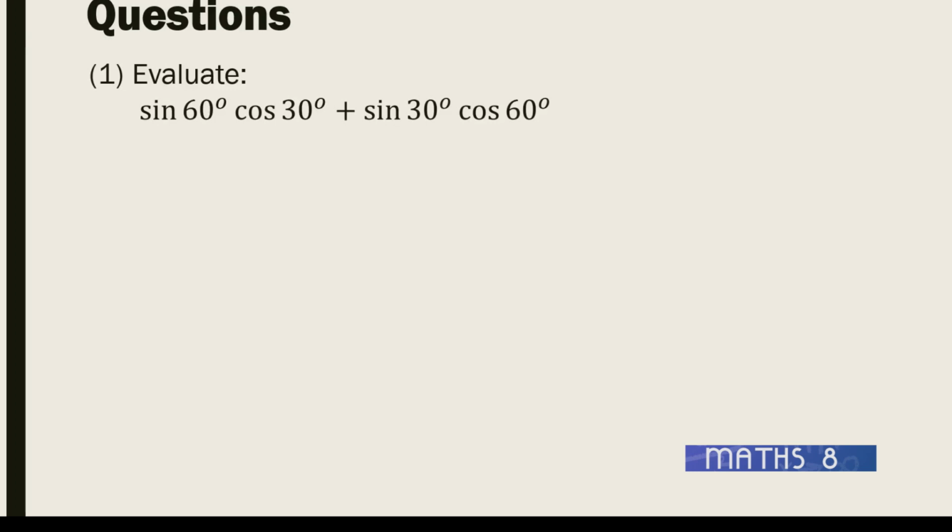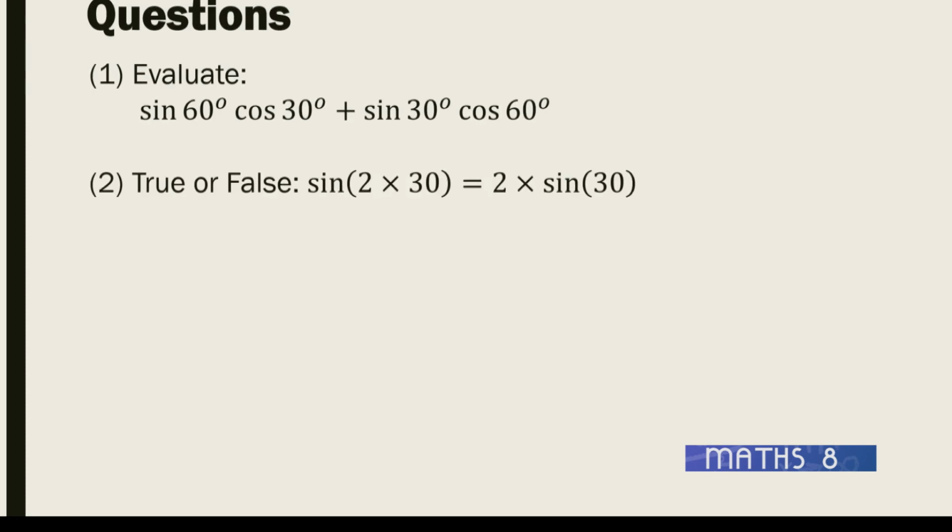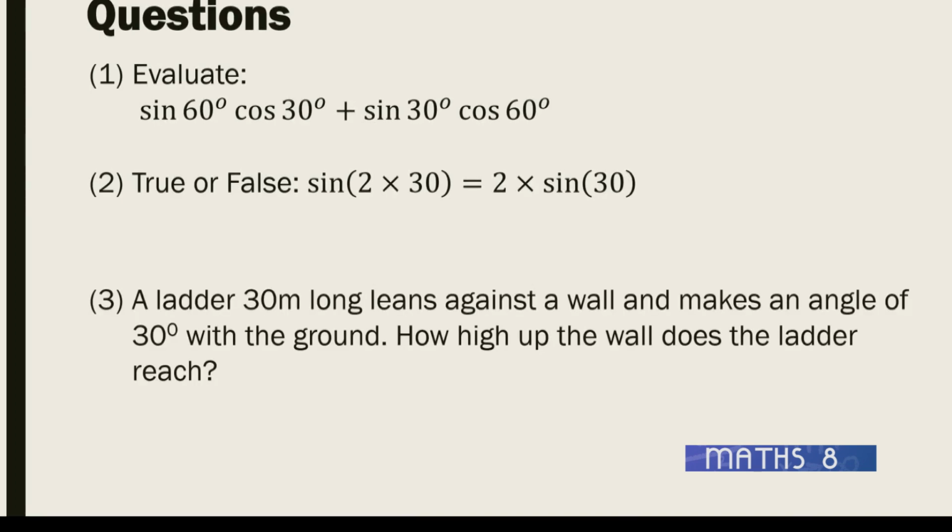Try these questions to finish off with. Evaluate sine 60 cos 30 plus sine 30 cos 60. True or false? Sine of 2 times 30 equals 2 times sine 30. A ladder 30 metres long leans against a wall and makes an angle of 30 degrees with the ground. How high up the wall does the ladder reach? Pause the video whilst you work out the answers.